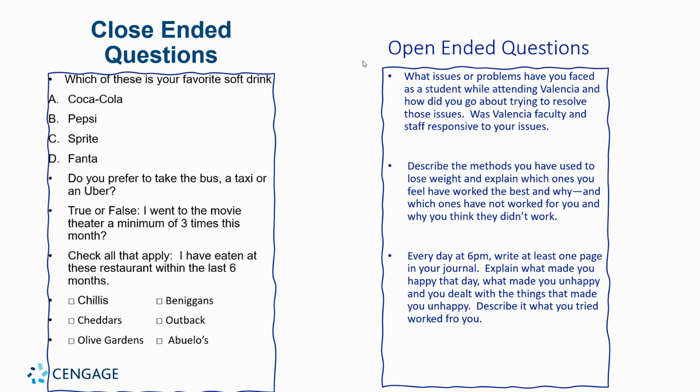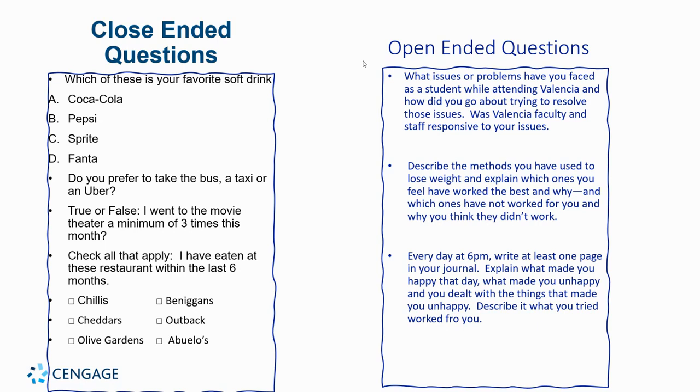And you have to choose from one of the answers that is given here. Do you prefer to take the bus, a taxi, or an Uber for public transportation? Well, maybe you prefer to take a different thing than a bus or a taxi or an Uber. You prefer to take Lyft. Well, that's not one of the options. And so this is a closed ended question. You have to choose one of these answers.